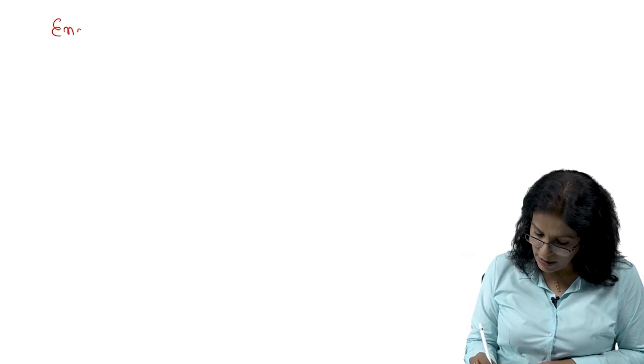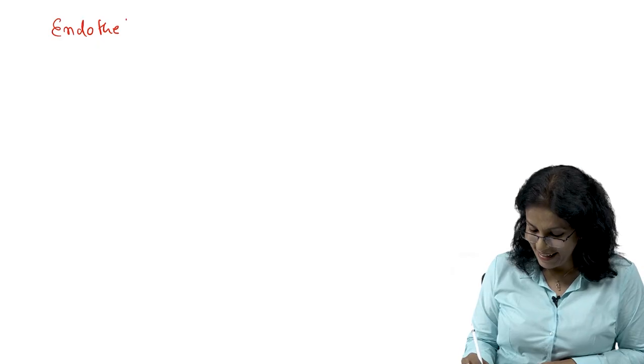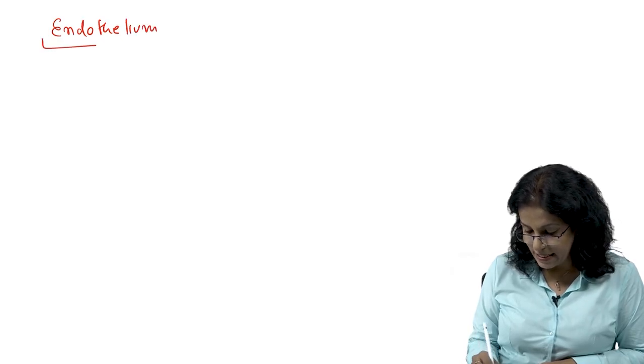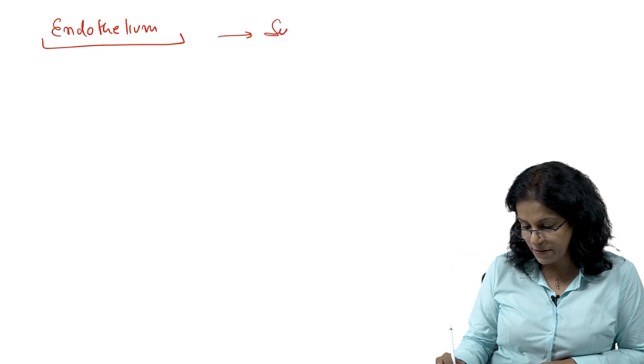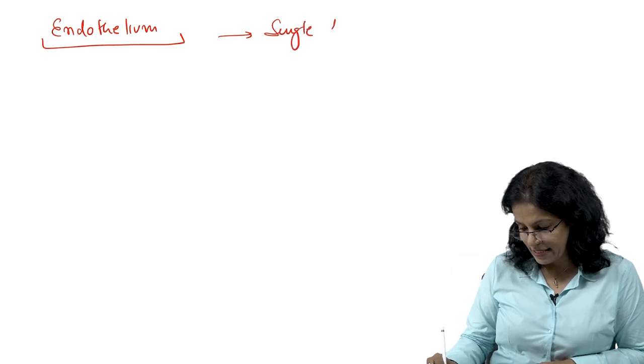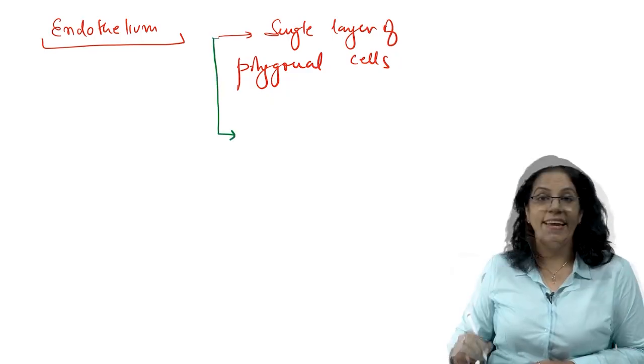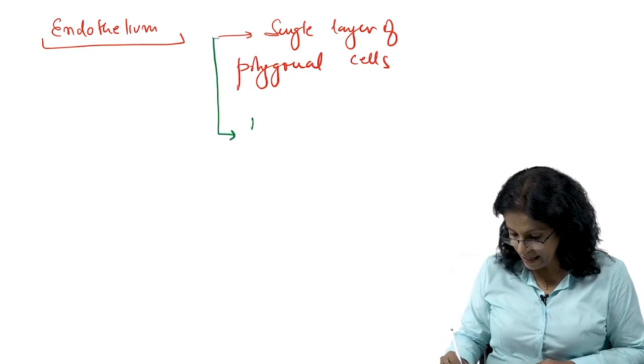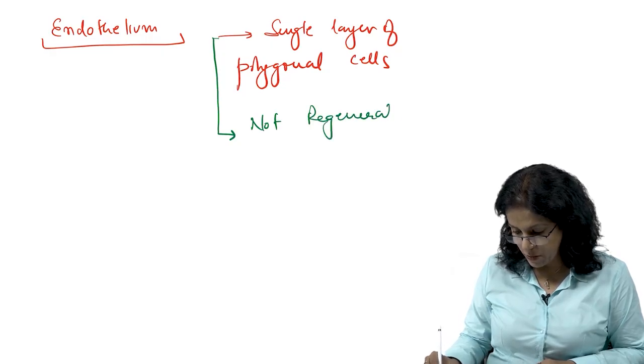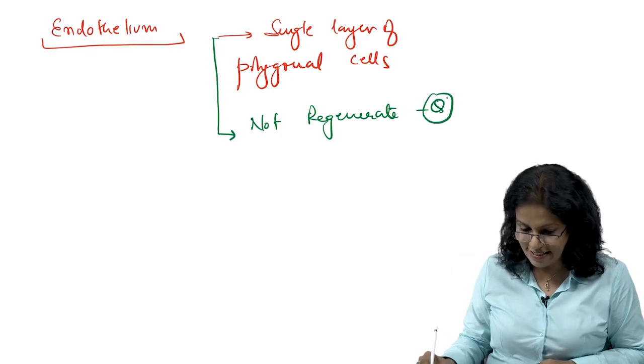Next we talk about the endothelium. Very, very important. What are the points you have to know about endothelium? Endothelium is a single layer of polygonal cells. Number 1 point. Number 2, it will not regenerate, and this is your exam question. Which layer does not regenerate? Our first answer is always endothelial cells.